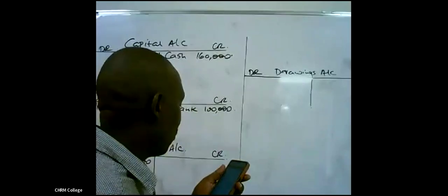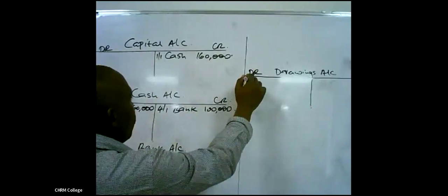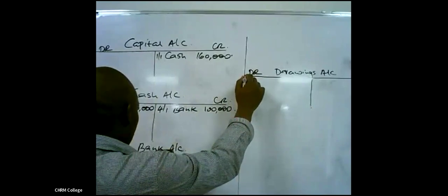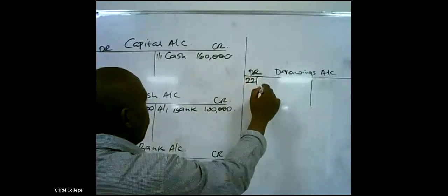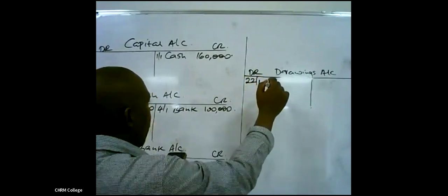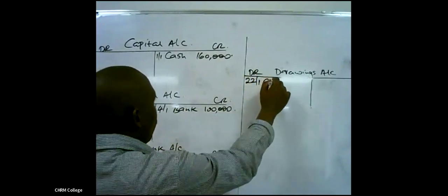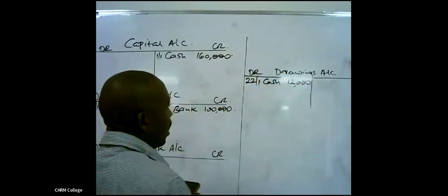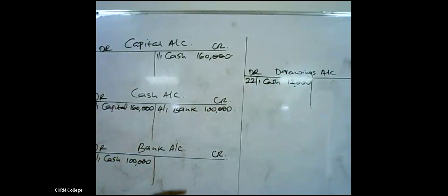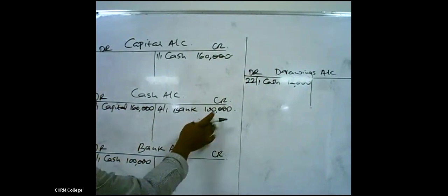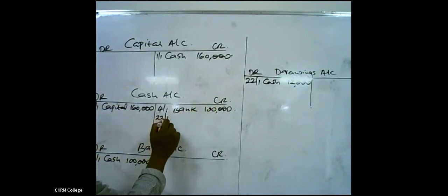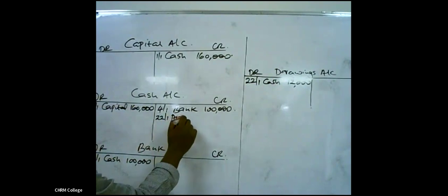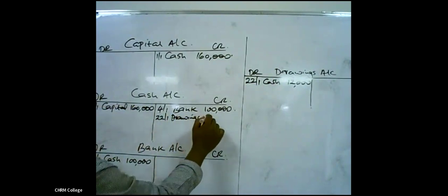So we shall come here and say, 22nd of January, and this drawings was in form of cash. The amount is 12,000. That tells you that the business cash has reduced because the owner has taken 12,000. So we credit the cash by 12,000. 22nd of January, these are the drawings, 12,000.